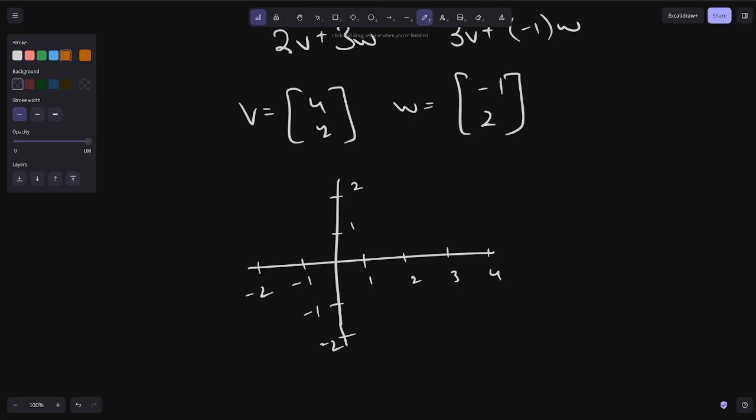Okay, so let's plot V. V will be 4, 2, so V will be something like this. Let's plot W, -1, 2. So it's something like this. Okay, this is V and W. Simply, let's just try to make one linear combination. Let one linear combination be 2V plus W.